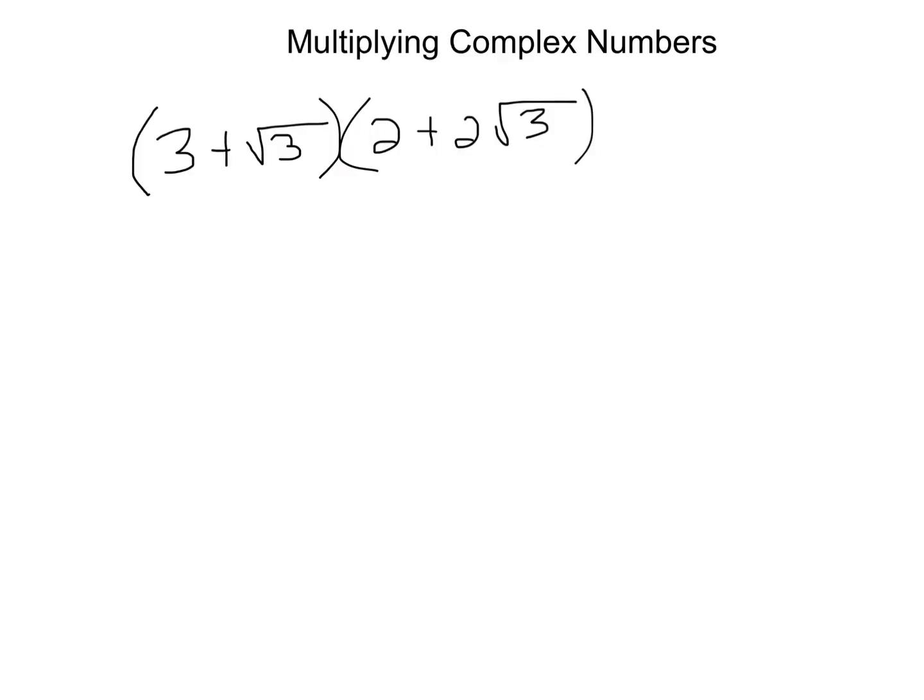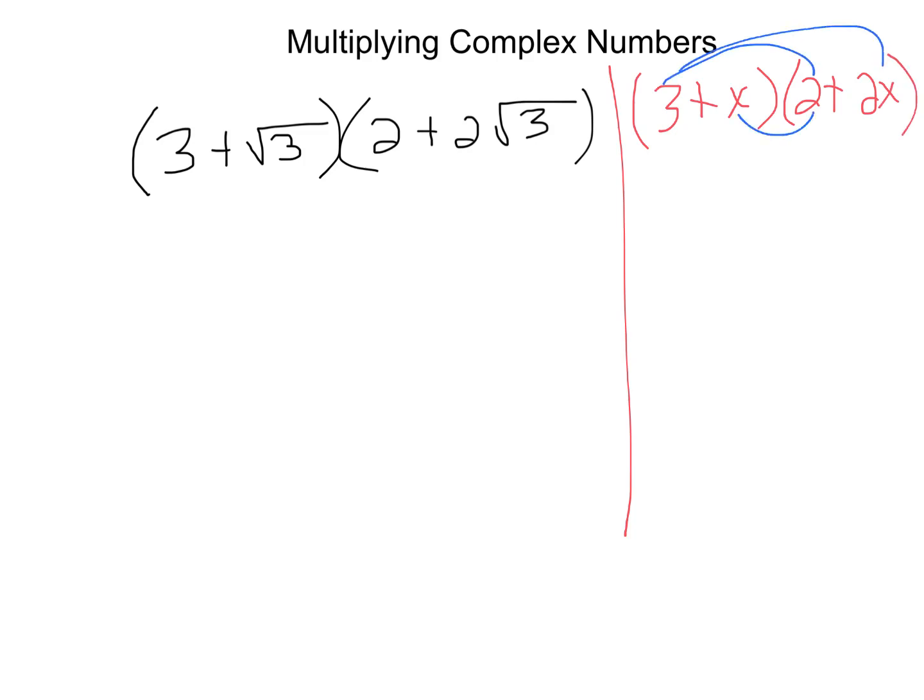Alright, so now we're going to multiply complex numbers. So again, remember our rule that we're going to multiply whole numbers with whole numbers and radicals with radicals. But again, this is FOILing, just like when you remember way back when we had something like 3 plus x and 2 plus 2x. It's the same idea. We used to FOIL this out.